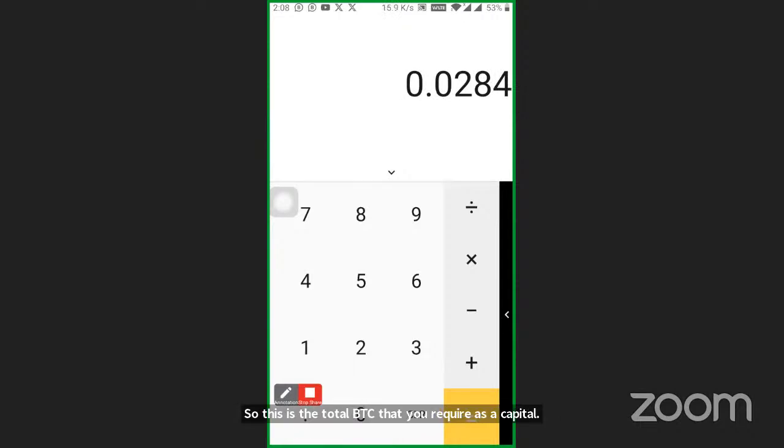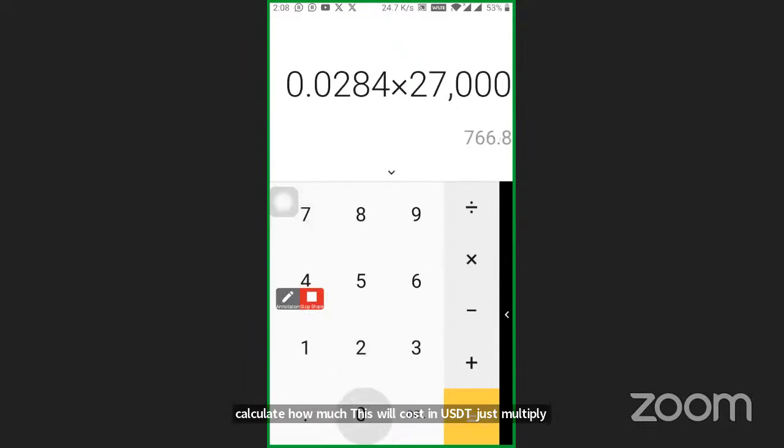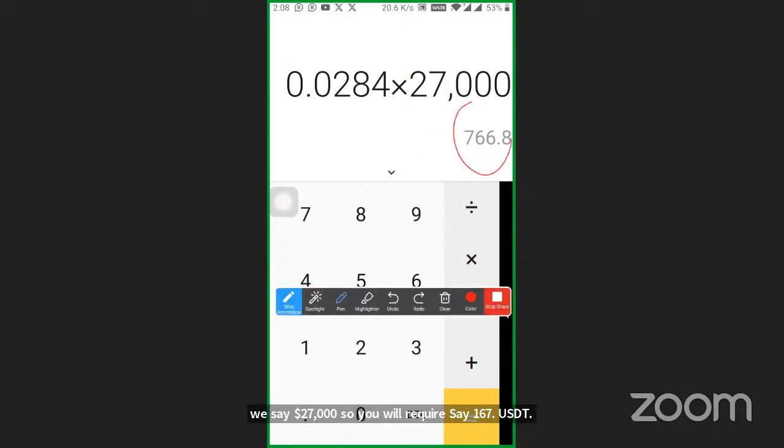0.0284 is your capital now. If you want to calculate how much this will cost in USDT, just multiply with whatever the current price is. Suppose we say $27,000. So you will require 767 USDT. So this will allow you to trade with less than $1,000 of capital.